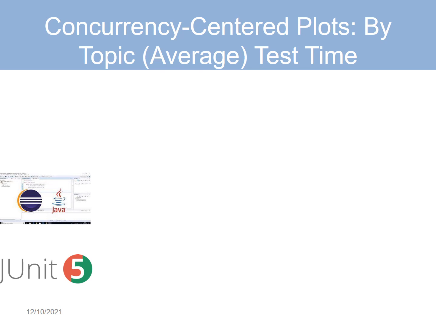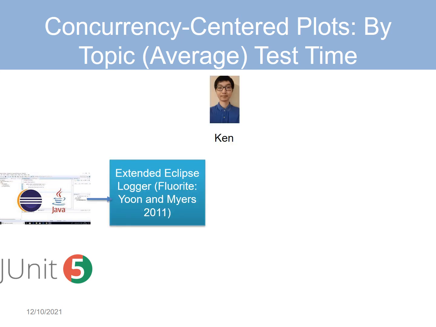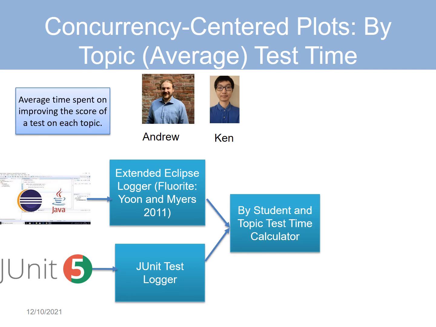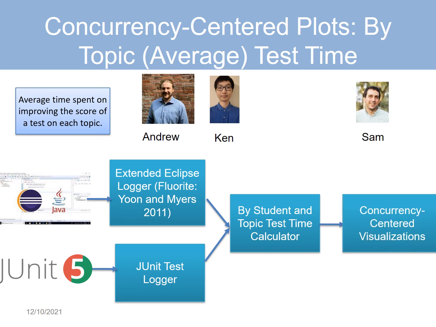To answer this question, we had to instrument both the Eclipse programming environment and the JUnit testing framework. Ken extended an existing Eclipse logger called Fluorite built at CMU, and Andrew built a JUnit test logger. The output of these two tools was used to determine the time spent on improving the score of a test on each topic on average. And this information was then visualized.